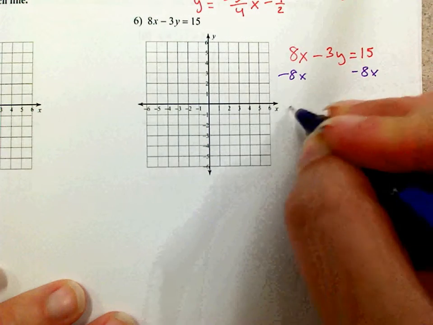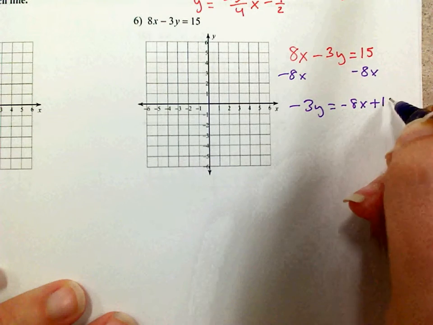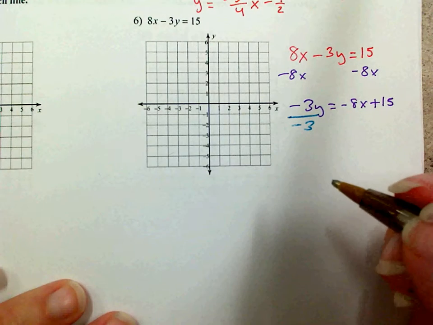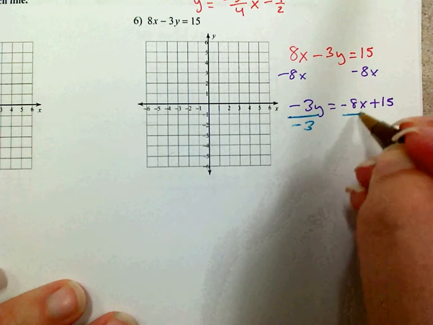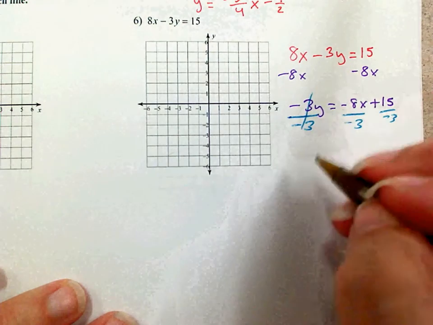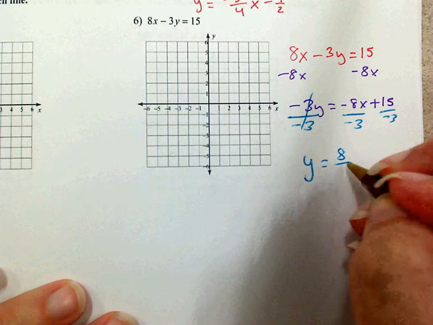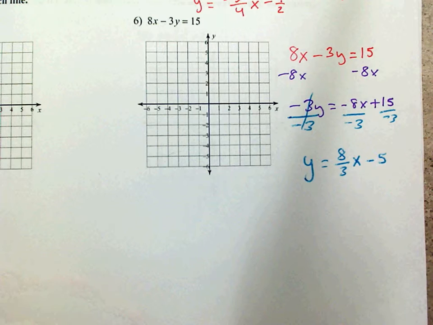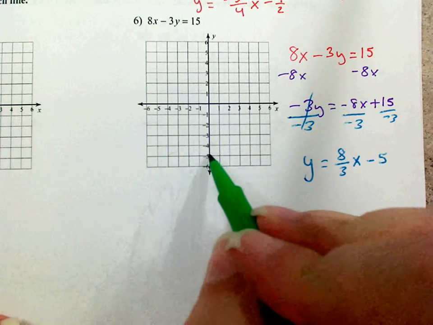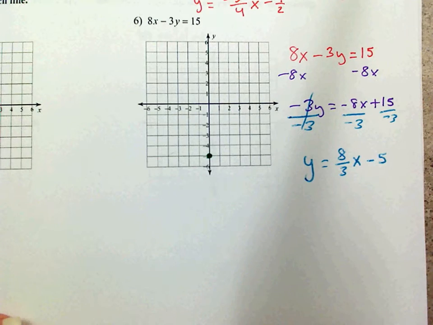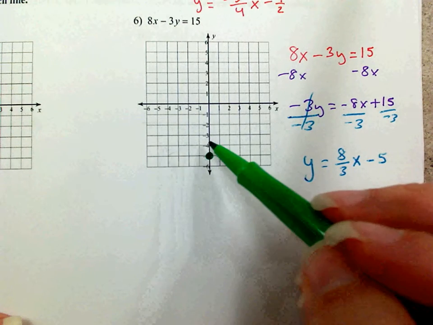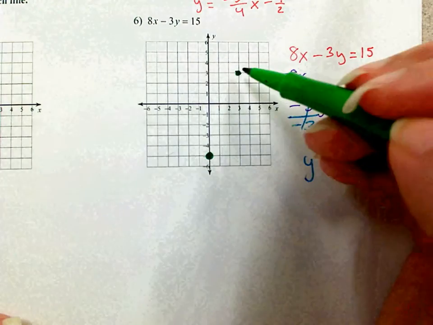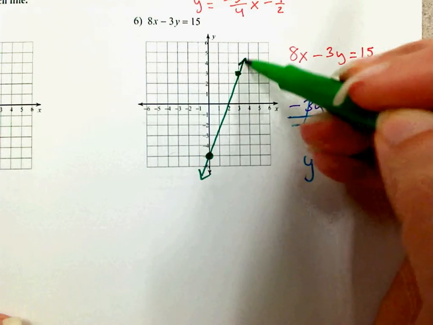Okay, so negative 3y equals a negative 8x plus 15. Divide what by negative 3? Everything, not just this thing? Okay, thank you. So that cancels out. Y equals what? Okay, so let's sketch it. Where's my y-intercept? What's my slope? So up 1, 2, 3, 4, 5, 6, 7, 8, 1, 2, 3. And there we go.